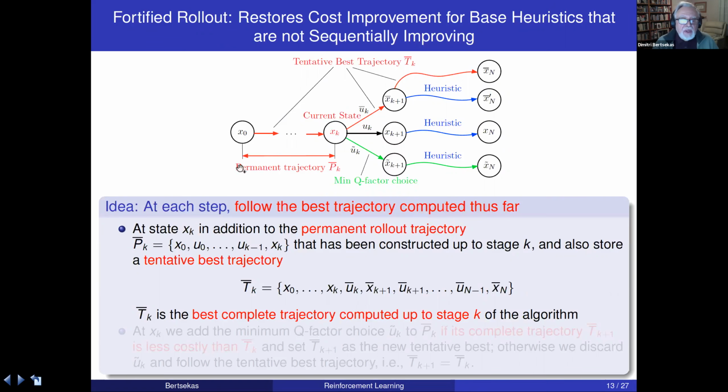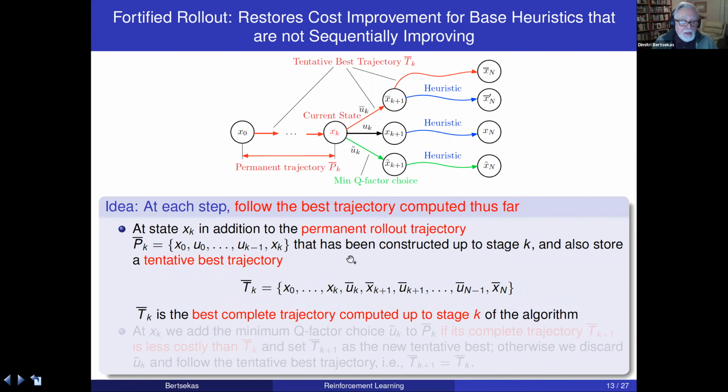So looking at this figure, at time k, you have reached through the rollout process this state here. And suppose now that in addition to this trajectory, which is permanent, we have constructed and maintained a tentative best trajectory. And this trajectory is this red trajectory that you see here. And it's the best complete trajectory that you have computed up to stage k of the algorithm. As you compute more and more complete trajectories, this T bar k is the best one in terms of cost.